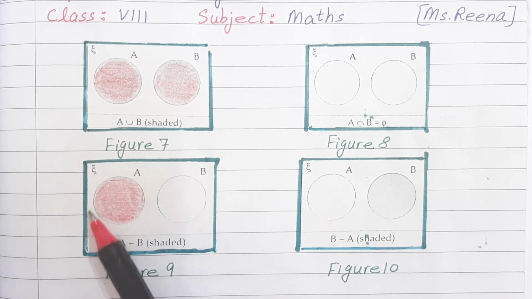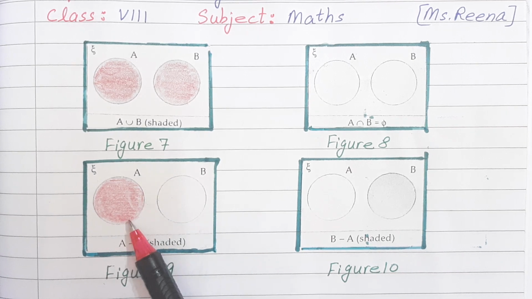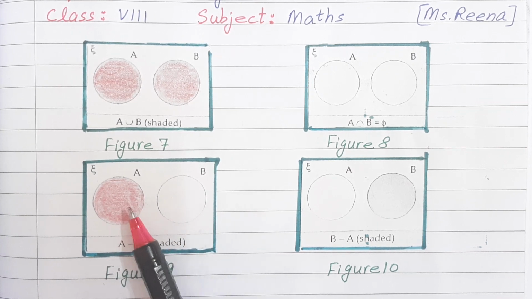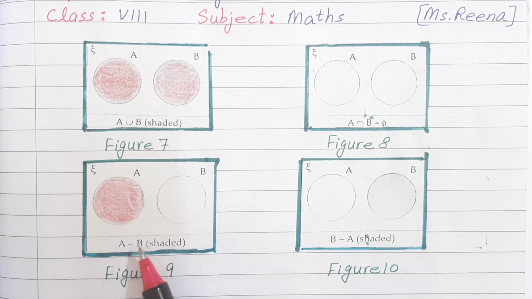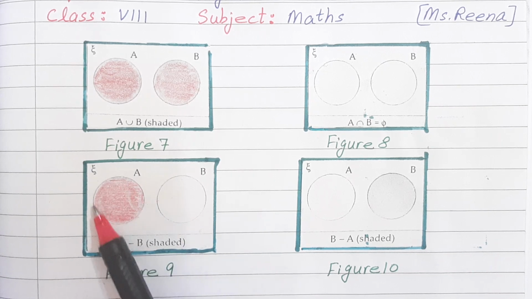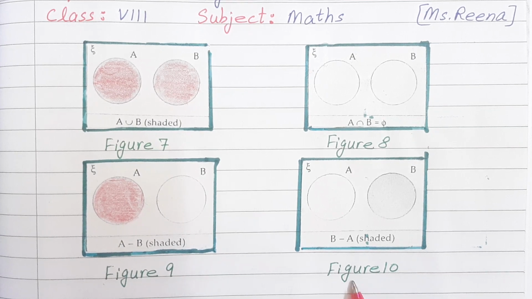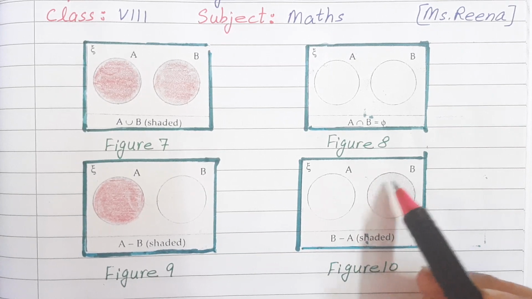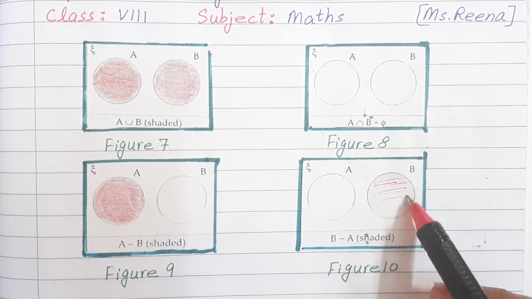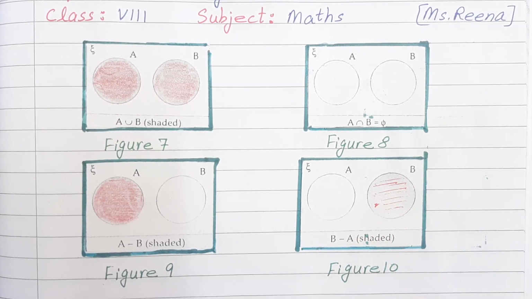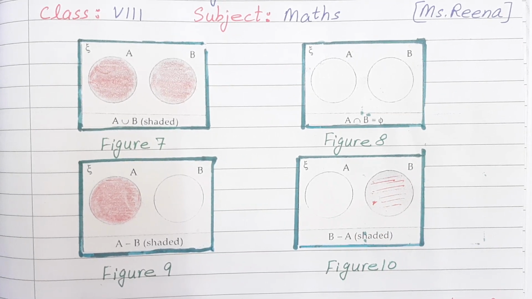Right? Now children, in figure number 9, the shaded portion is representing A minus B. Since A and B are disjoint sets, there is nothing common. So therefore, A minus B means the set A. Similarly, in figure 10, B minus A means the set B, right? The set B is the only set which is equal to B minus A. I hope you all have understood.